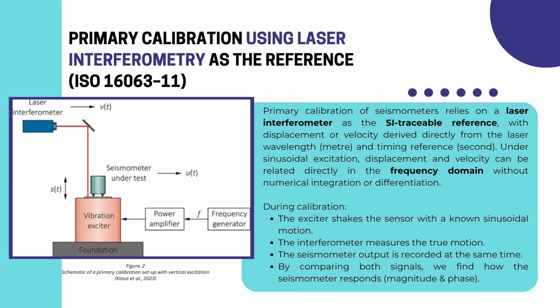So during the calibrations, the exciter shakes the sensor with a known sinusoidal motion. The interferometer measures the true motion. The seismometer output is recorded at the same time, and by comparing both signals, we find how the seismometer responds in magnitude and phase.